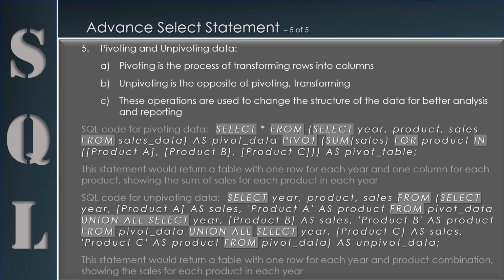You can look at the code, and this statement would return a table with one row for each year and one column for each product showing the sum of sales for each product in each year. Similarly, the SQL code for unpivoting data, if you use this statement, would return a table with one row for each column and product combination showing the sales for each product in a year.